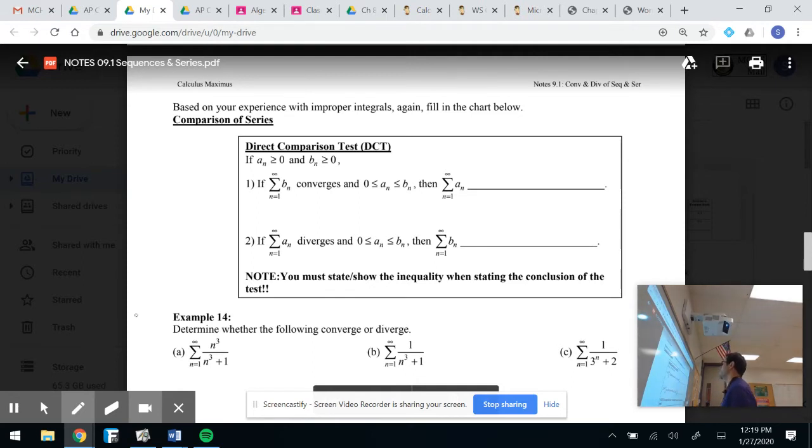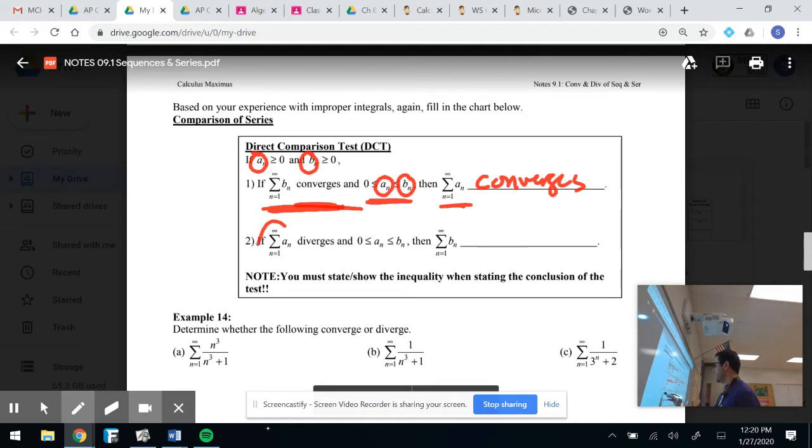The direct comparison test. Let's say we have two sequences, represented a sub n and b sub n. They both have to be greater than or equal to 0. The series will converge as long as this is true and b sub n converges, then we can say that a sub n also converges. Remember, we did a little bit of this earlier this year. If the series of b sub n converges, and a sub n is less than b sub n, then we can conclude that a sub n converges as well.